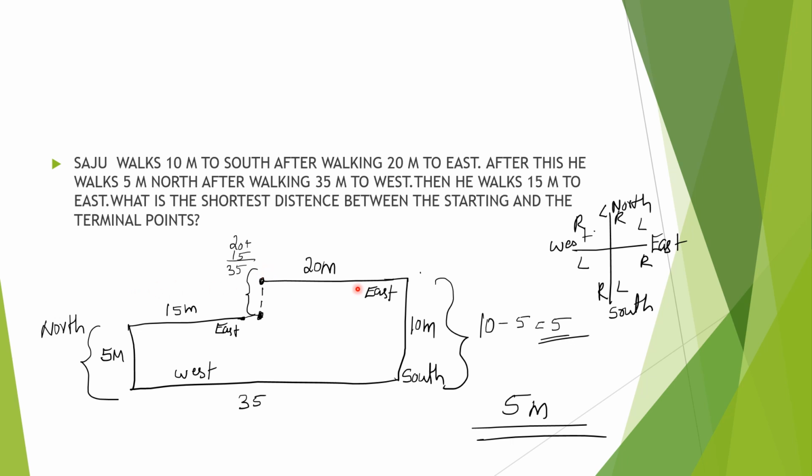Understood? So here it is equal. Here it is also equal. These two are not equal. So the big one minus the small one, that is 10 minus 5, is equal to 5 meters. So I think you are clear about the topics I have given today.